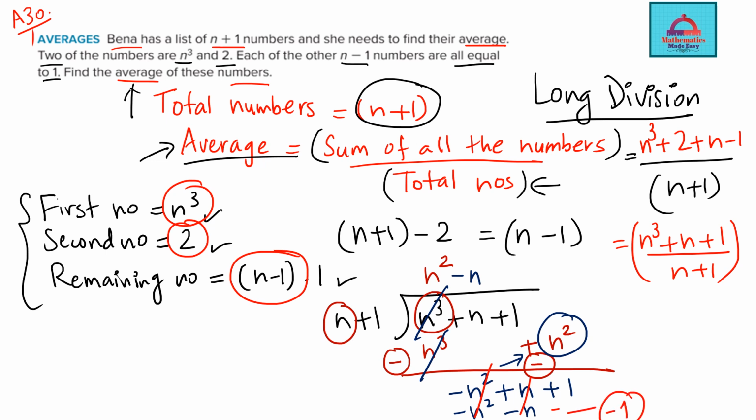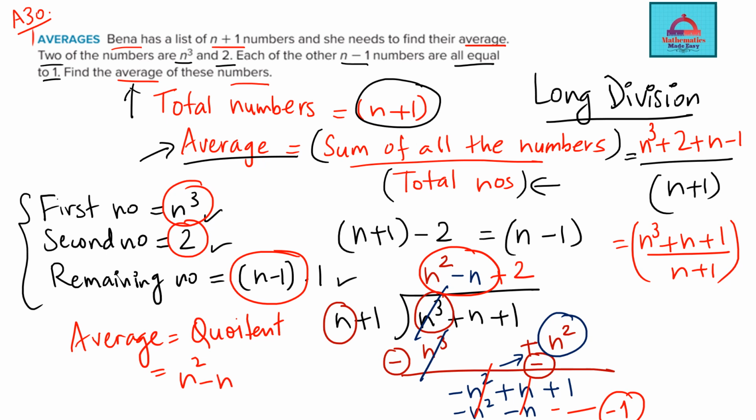Okay. So what is your quotient? N square minus n and then plus 2. Okay. So you can continue the division and give your final answer as the average. That is what you had to find. That is your quotient after the division. So this is n square minus n plus 2. Okay, so this is what you get after your division.